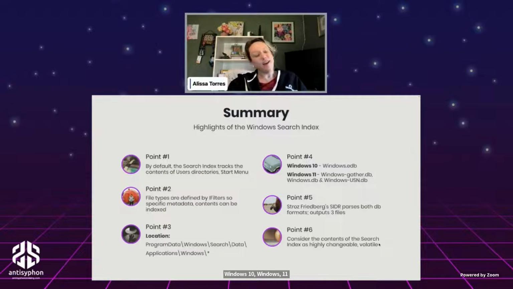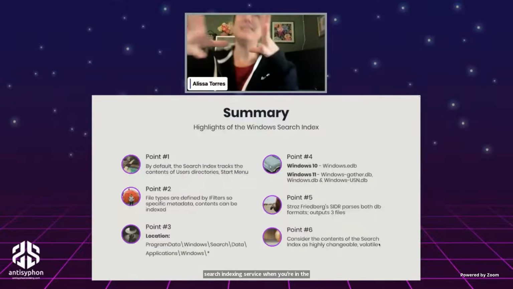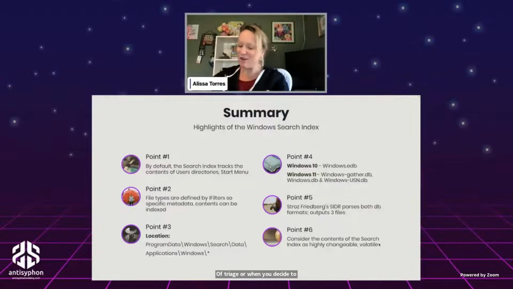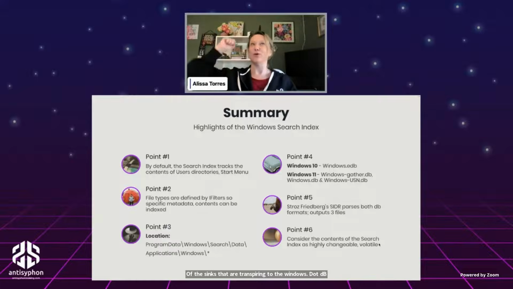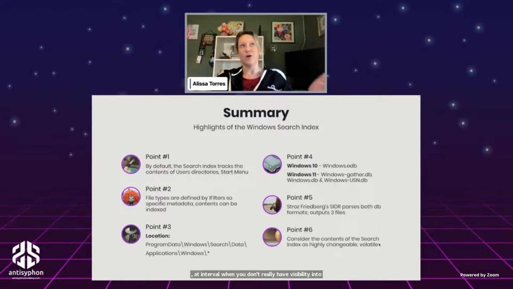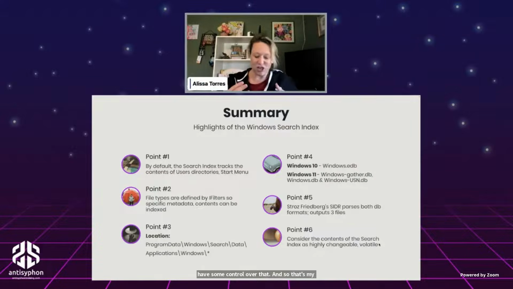And I'm starting to think that maybe there should be a catch that stops the search indexing service when you're in the midst of triage or when you decide to contain a machine, and you're about to start investigating. Because of the volatile nature of the syncs transpiring to the Windows.db at interval, you don't really have visibility into when those entries are going to be deleted or added. So I want to have some control over that. Consider the volatility and how highly changeable this is.